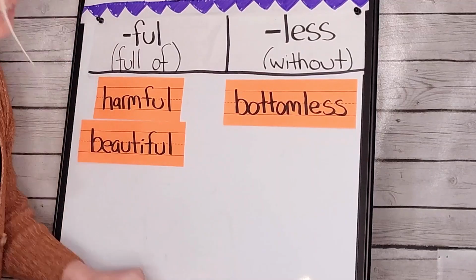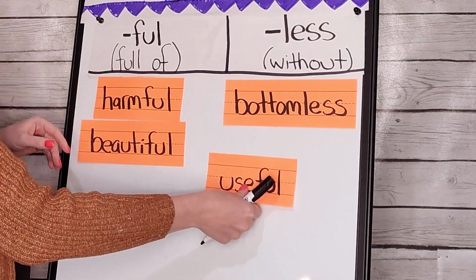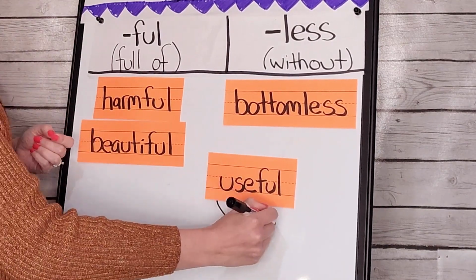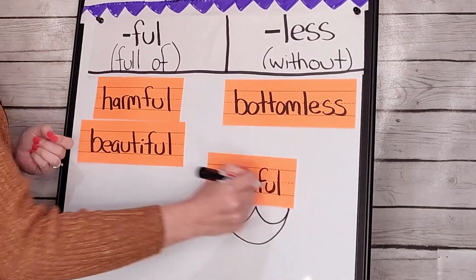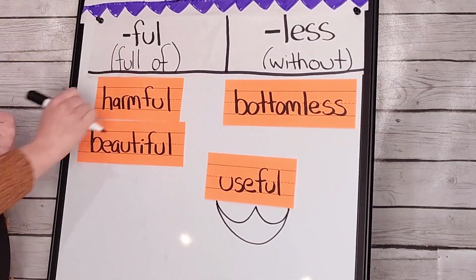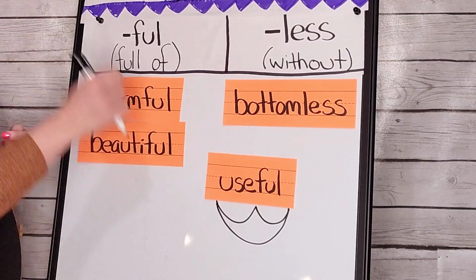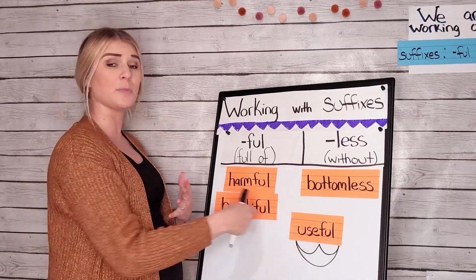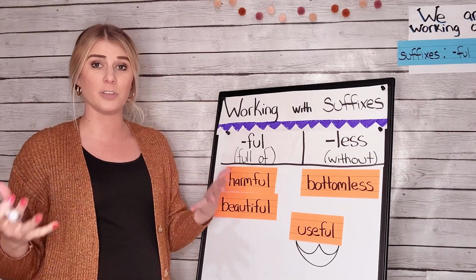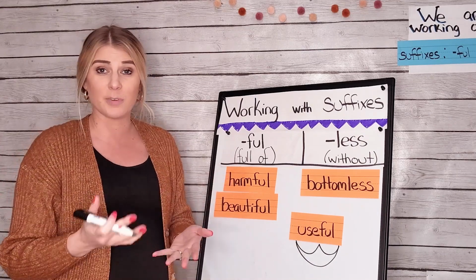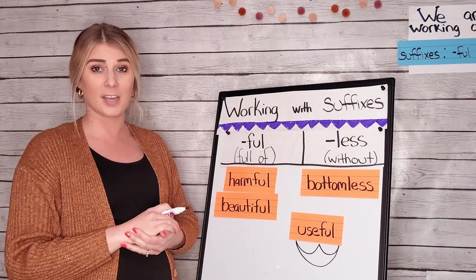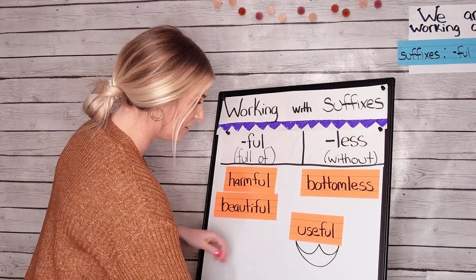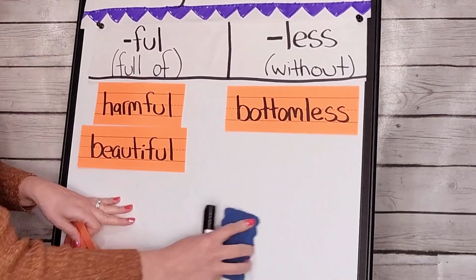Here's our next word, readers. Are you ready? Let's loop and swoop. Useful. Do we see the full suffix or do we see the less suffix in this word? You're right. We see the full suffix. So if something is useful, it's something that's full of use. Like our great state of Michigan has many useful natural resources like blueberries and cherries. Useful. Let's stick that in our full column.